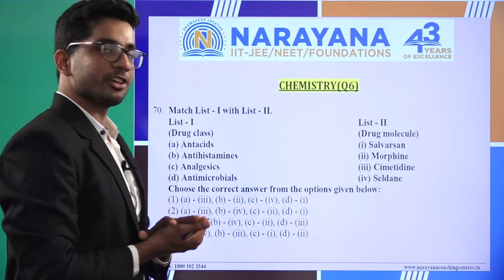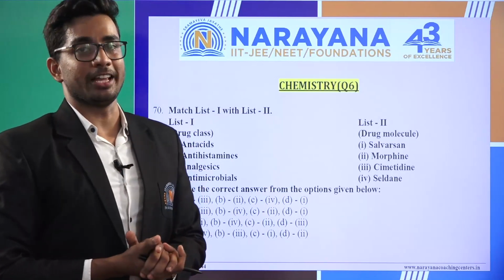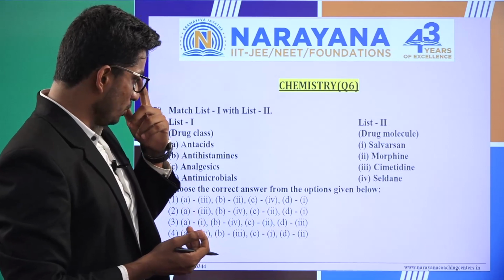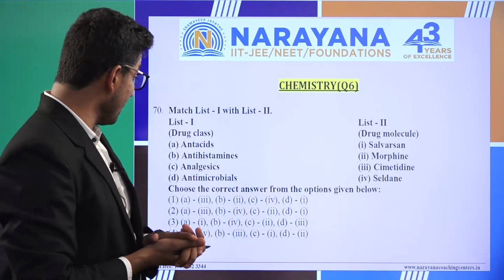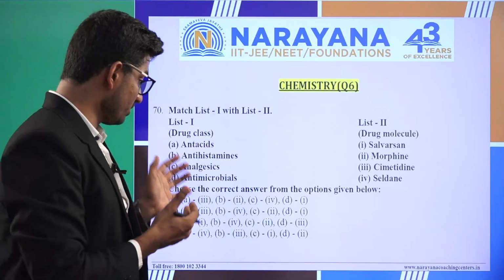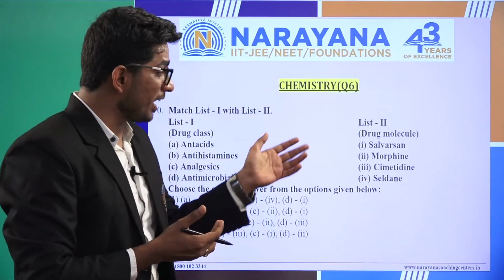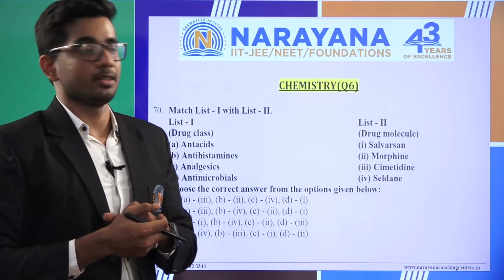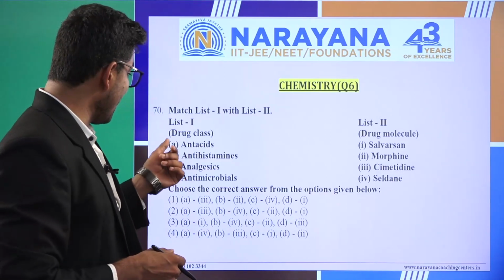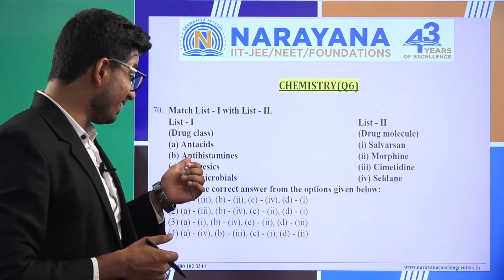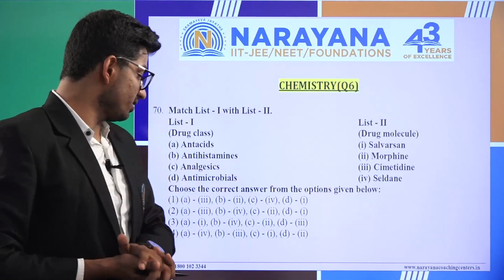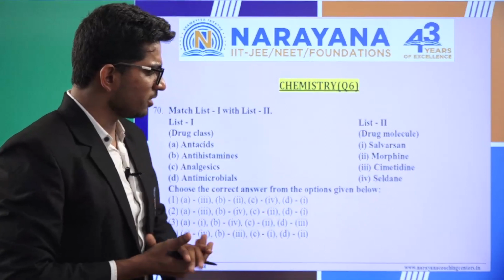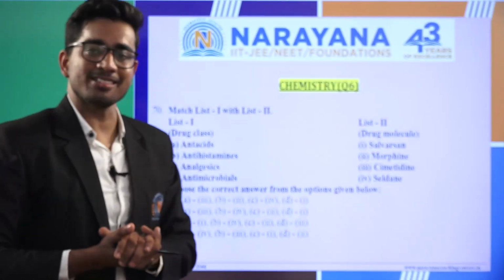A question from chemistry in everyday life. Let's see what this match is about. Here we have two lists. In List 1 we have the drug classes, the types of drugs, and in List 2 we have the drug molecules, a particular example from each type. We have drugs like antacids, antihistamines, analgesics, and antimicrobials, and drug molecules like salvarsan, morphine, cimetidine, and cetirizine.